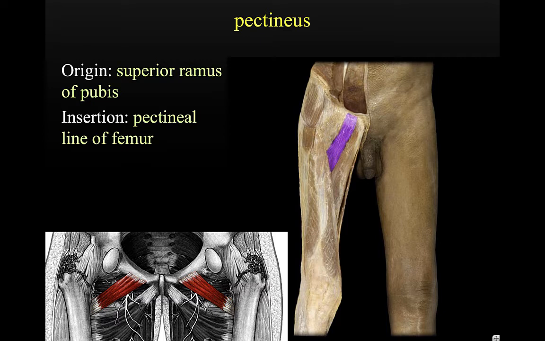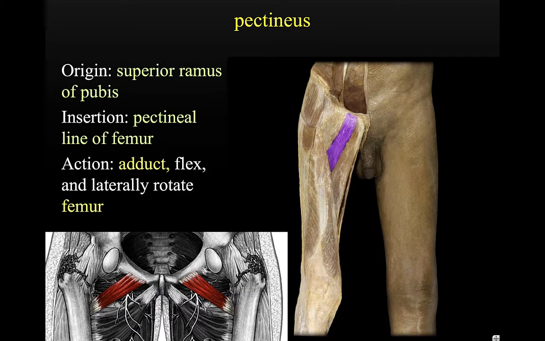Maybe it's going to be on the linea aspera, maybe it's going to be near that. We begin with the pectineus, which is not named adductor as most of these adductors are, but in this case, this is kind of our uppermost or most superior of the adductors. It originates on the superior ramus of the pubis, an area actually referred to as the pectineal surface, and then we have the pectineal line of the femur, which is kind of the equivalent of the gluteal tuberosity on the lesser trochanter side. That is, it's in between the lesser trochanter and the linea aspera.